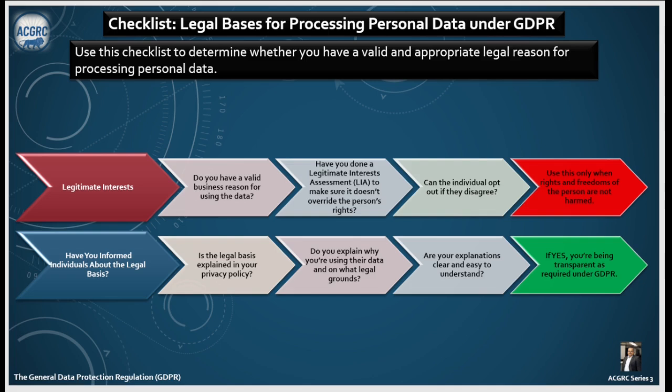Next one is, have you informed individuals about the legal basis? Is the legal basis explained in your privacy policy? Do you explain why you are using their data and on what legal ground? Are you providing an explanation, and is it clear and easy to understand, or is it jargon? The onus is on you to articulate it in simple language so anyone can read and understand. If the answer is yes, you are being transparent as required under GDPR.